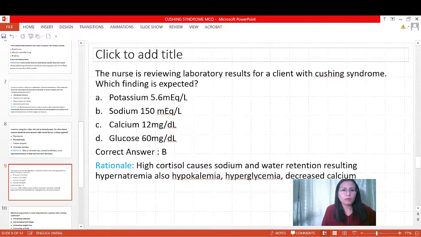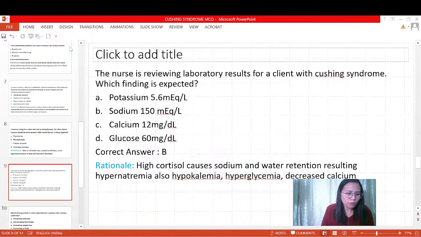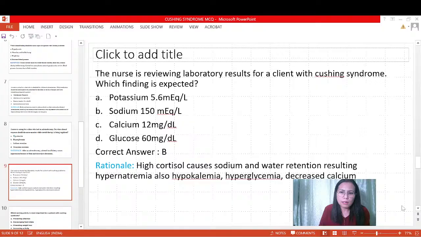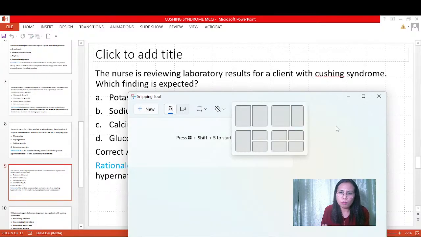The next question we have: the nurse is reviewing the laboratory results for a client with Cushing syndrome. Which finding is expected? The correct answer is sodium 150 milliequivalent per liter. The normal sodium level is 135 to 145 milliequivalent per liter, right?